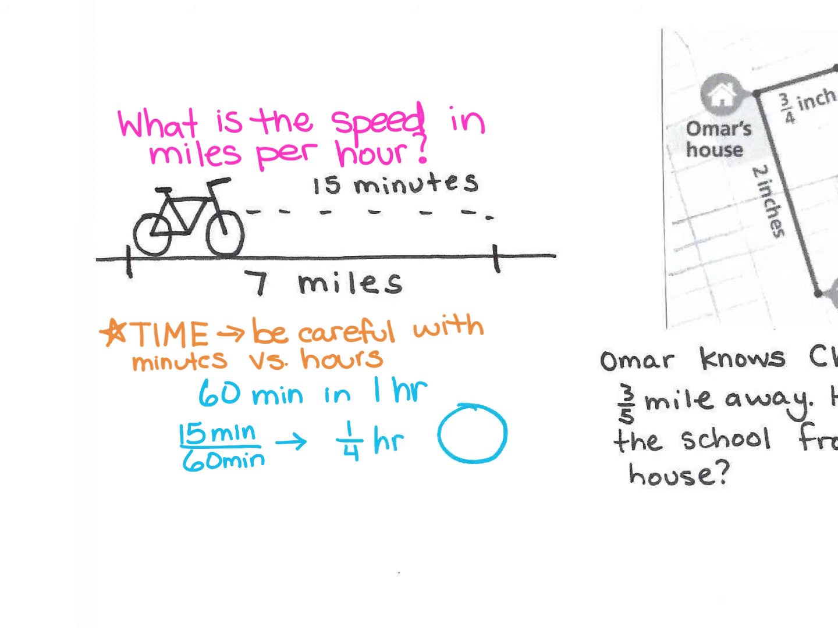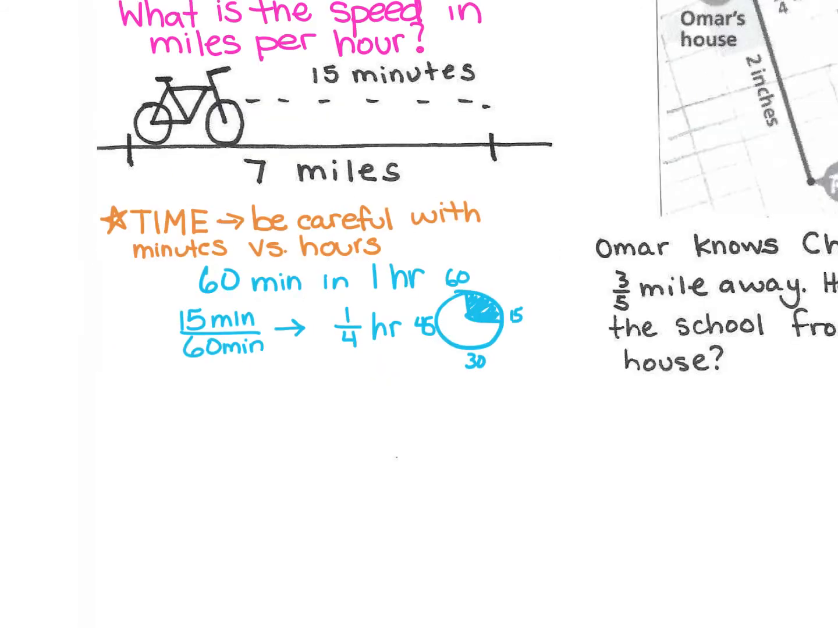If you look at it like on a clock, so you think about 0, 15, 30, 45, and then we get back up to 60. So this is what the minutes look like. 15 is 1/4 of that. So back to unit rate.